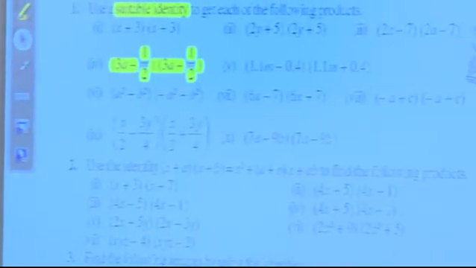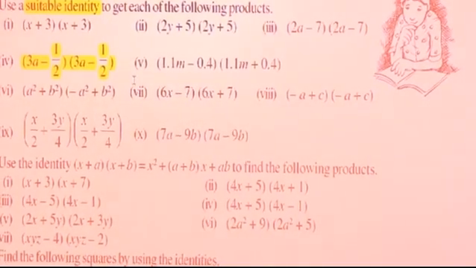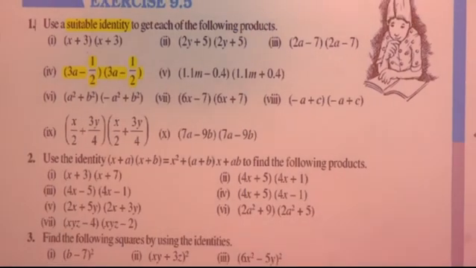Hello students, we are back here to continue our studies of algebraic expressions and identities. In the previous session, we concluded by solving the fourth sum of exercise 9.1 question 1. The question is, use a suitable identity to get each of the following products, and the fourth sum we have solved is 3a minus 1 upon 2 in one bracket and second bracket 3a minus 1 upon 2. Now we shall solve the fifth sum.